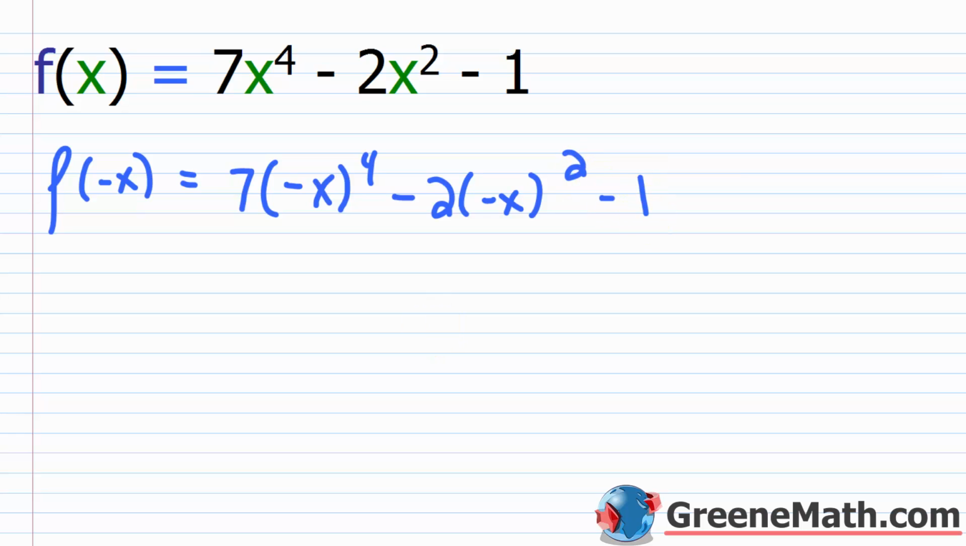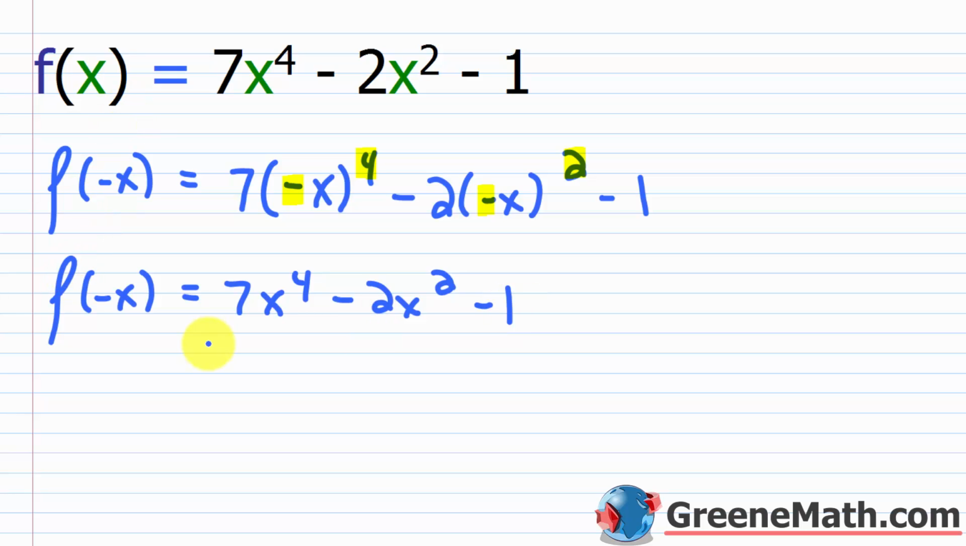So I know in each case that this negative is raised to an even power, so this guy is going to be the same, right? So f of -x would be 7x to the 4th power, minus 2x squared, minus 1. So these two are the same, so this guy is going to be even, okay?